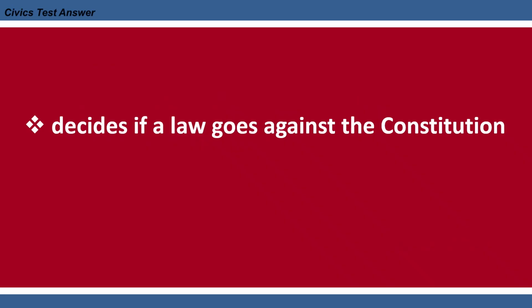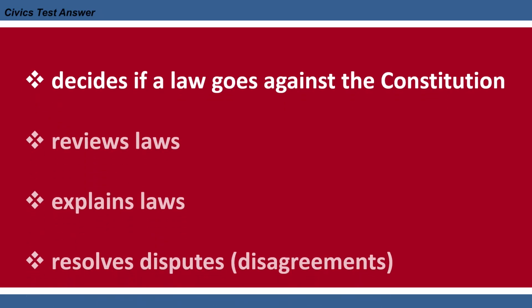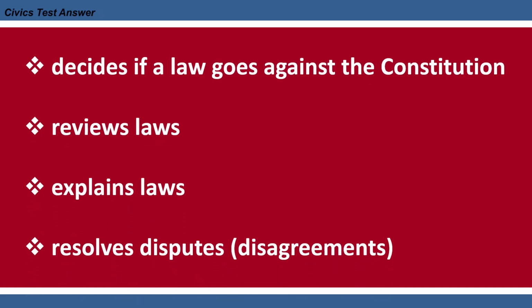Decides if a law goes against the Constitution. The judicial branch decides if a law goes against the Constitution. In cases where a decision about the law's constitutionality would impact the whole country, the highest court in the United States, the Supreme Court, is often the part of the judicial branch that decides if a law goes against the Constitution. More broadly, the judicial branch reviews laws, explains laws, and resolves disputes or disagreements about laws.